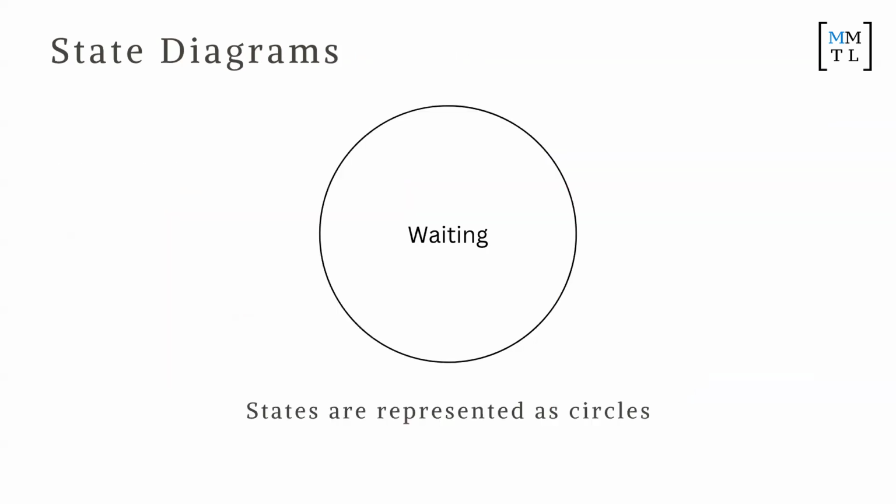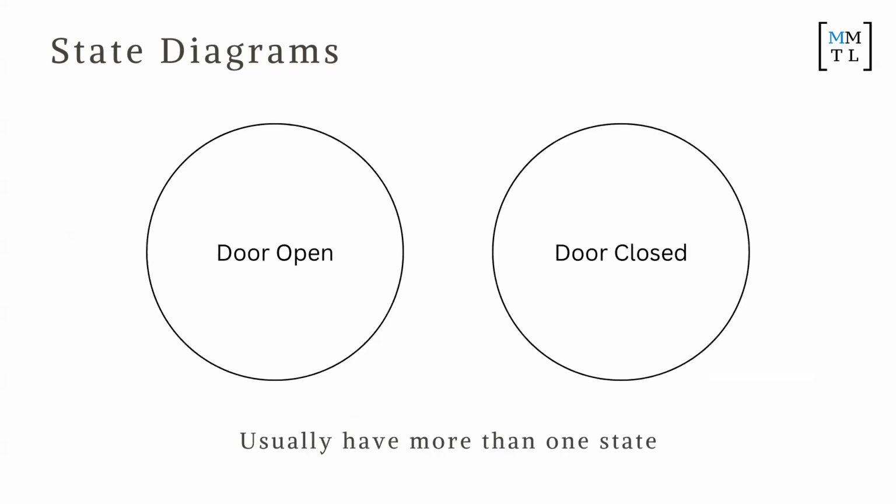Now, what is a state diagram? There are a couple of rules when you're creating state diagrams. The first is that states are represented as circles. If you're in a certain state, you create a circle and label that state. For example, you could be in the waiting state. The second rule is that you usually have more than one state. For example, if we have a garage door, it might be in a door open and a door closed state. So it might have completely different states.